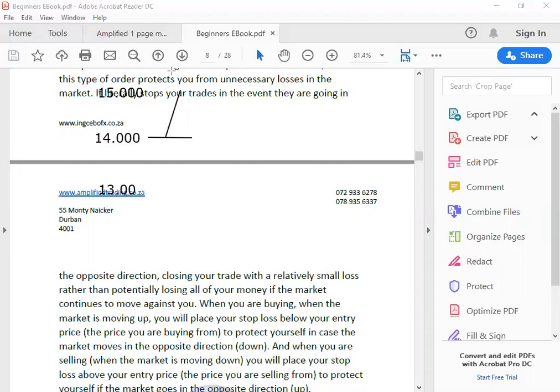Now, if that doesn't happen, and the market goes up just a bit and then heads downward, we need to have a point where we actually get out. That's where stop loss comes in.